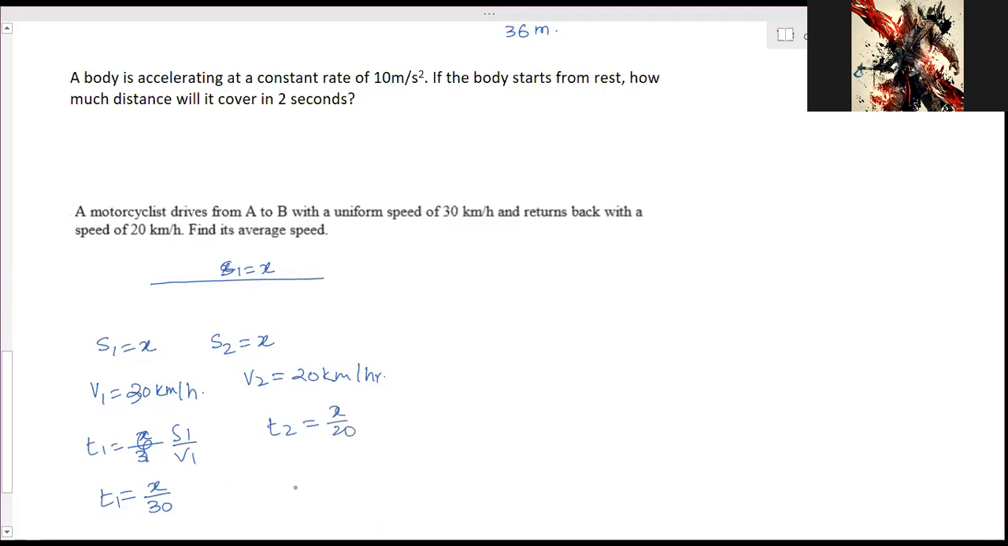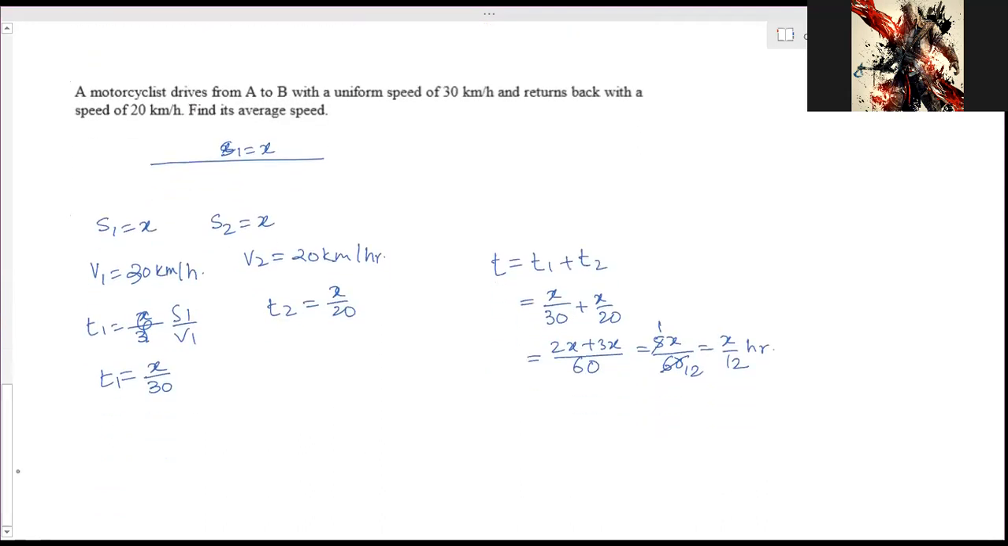To find the total time, you have to add x by 30 and x by 20. LCM is 60: 2x plus 3x by 60, 5x by 60, that is x by 12. So total time is x by 12 hours. Total distance is x plus x, which is 2x. Average speed is total distance by total time. So it's 2x by x by 12, which is 2x into 12 by x, which is 24 kilometer per hour.